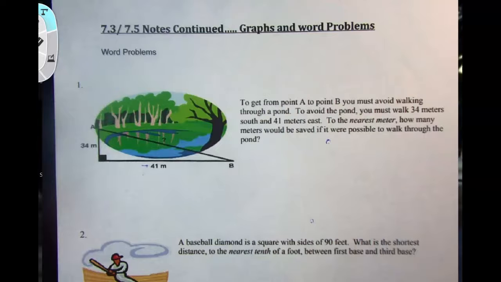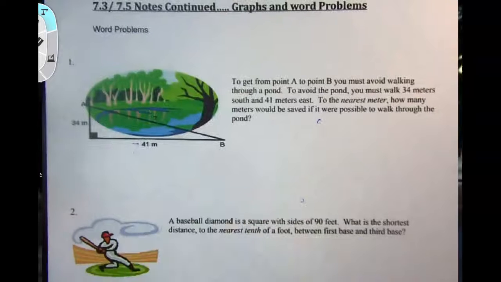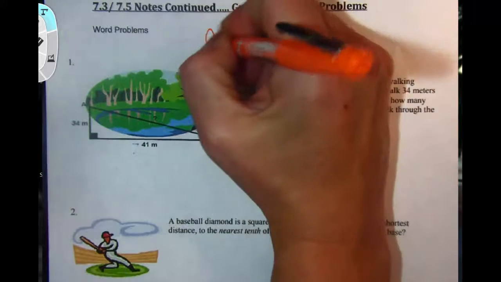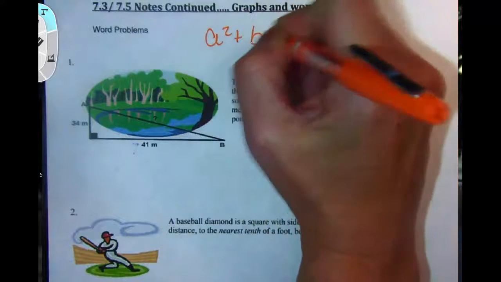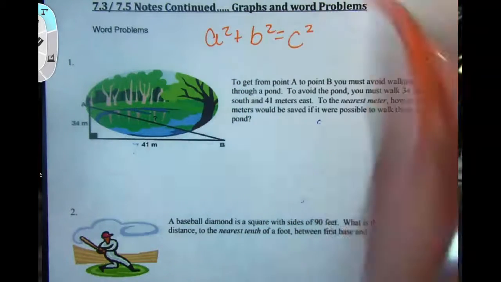On our practice, sometimes we're just going to have to draw the pictures ourselves or sketch them. Obviously, not this detailed, but we will have to make sure that each one has a triangle in it because that's our objective, is to get a triangle with sides and use the Pythagorean theorem. So we're still going with a squared plus b squared equals c squared, okay?